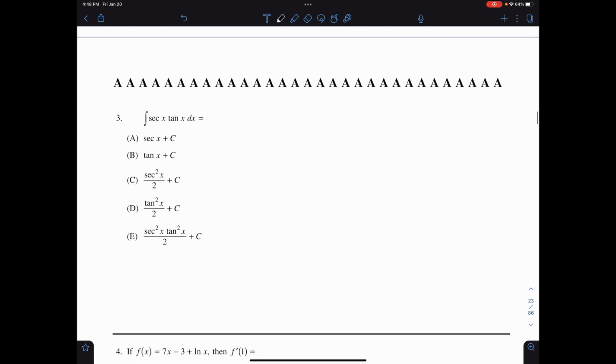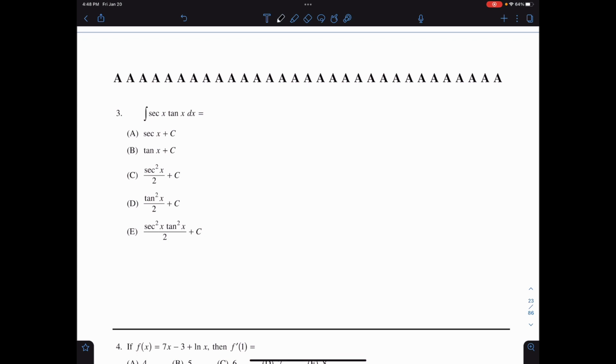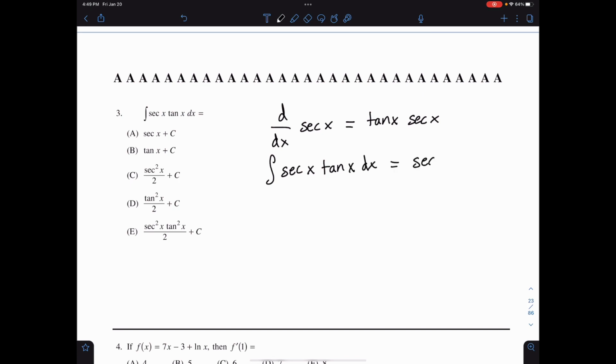All right. Now we have the integral of secant x tan x is equal to what? This one, you really just need to know your trig derivatives. It just so happens that the derivative of secant x is equal to tan x secant x. So our integral of secant x tan x dx is equal to secant of x plus c. The answer is A.